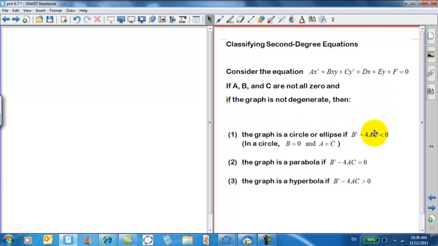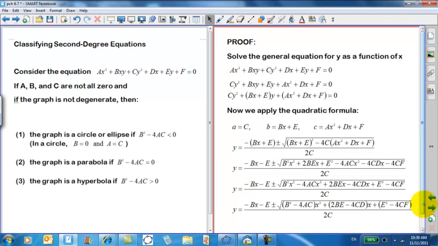And here's our old friend, the discriminant, but it's in capital letters because it refers to these coefficients, not the a, b, c of the quadratic formula. But the capital letters here, oddly enough, give the same kind of discriminant-like formula for distinguishing between ellipses, parabolas, and hyperbolas. Let's see how this works.